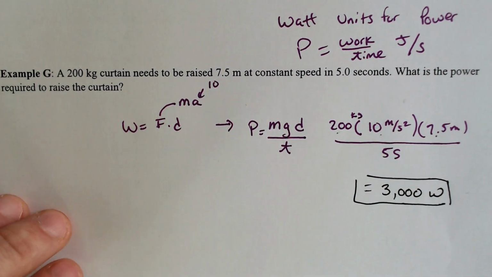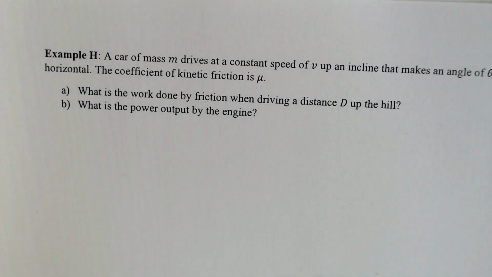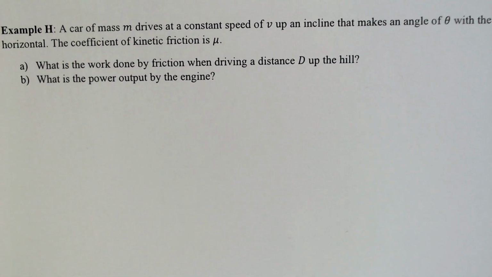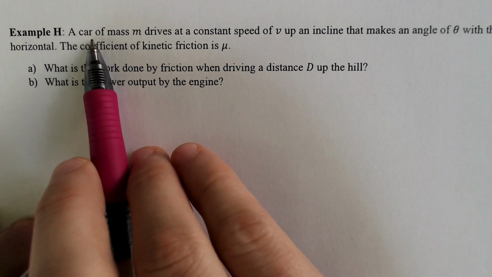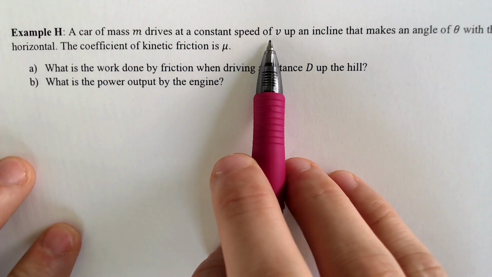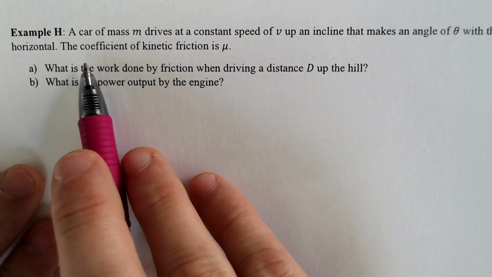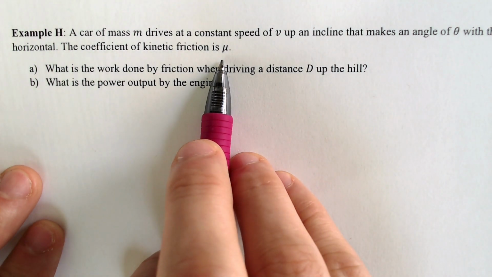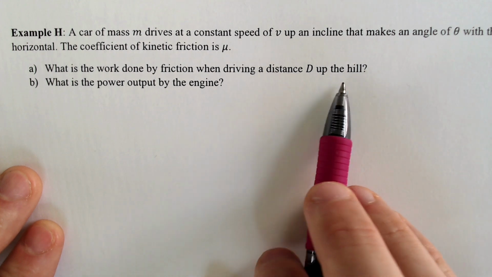All right, we got one more example for you before the end of this video, and this one is going to involve no actual numbers and all variables. So if you're not into that, this is more of an AP physics thing, then I would skip out now. All right, so we got a car with a mass of m that drives at a constant speed, velocity v, up an incline that makes an angle theta with the horizontal. The coefficient of friction is mu k. What is the work done by friction when driving a distance d up the hill?